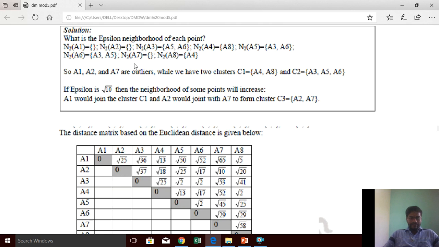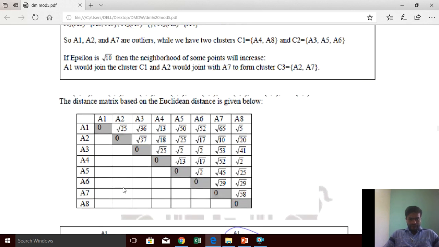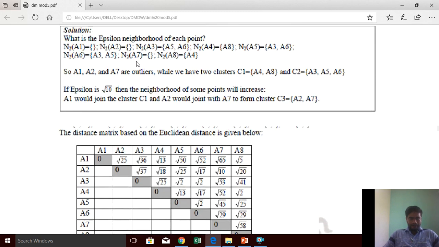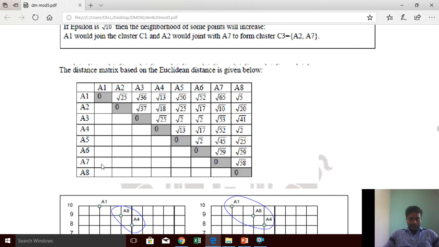So A3 and A6. Now A6, if you take A6 again, what will they have? Root 2 for A5 and root 2 for A3. So A6 will have A3 and A5. Then A7, for A7 we don't have any values that are less than 2. So all are greater than 2.